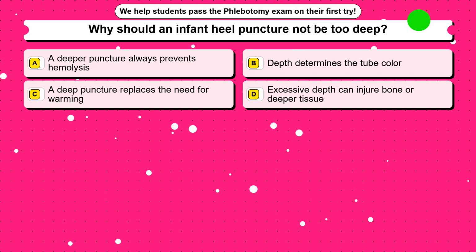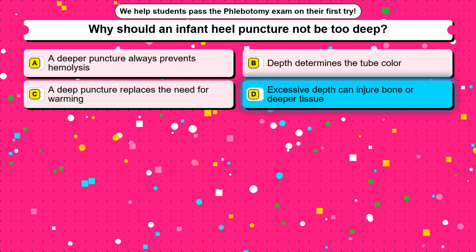Question 88. Why should an infant heel puncture not be too deep? Option A. A deeper puncture always prevents hemolysis. Option B. Depth determines the tube color. Option C. A deep puncture replaces the need for warming. Option D. Excessive depth can injure bone or deeper tissue.